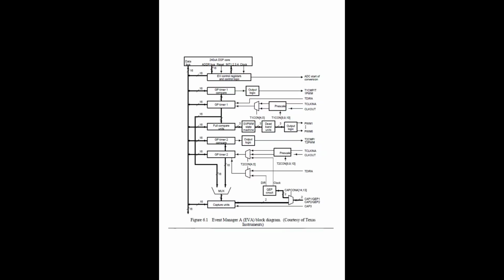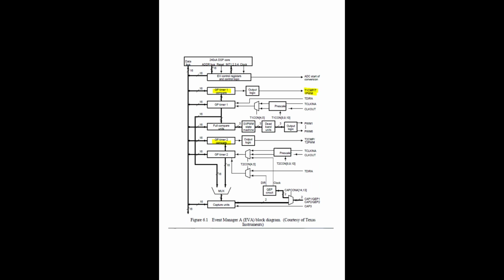And I already told you, event manager A and event manager B, two event managers are there. That event manager A block diagram alone is displayed here. In this, as already told, event manager A consists of two timers, general purpose timer 1 and general purpose timer 2. General purpose timer 1 is able to provide one PWM signal. PWM, Timer 1.